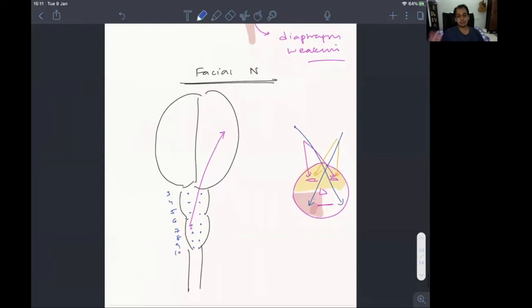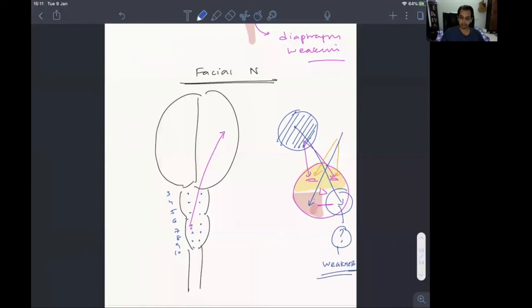And why is this important? Supposing there is a lesion on one side, the upper half of the face will still get a supply from the non-involved side of the brain, but the lower half of the face will not get any supply, and so there will be weakness.